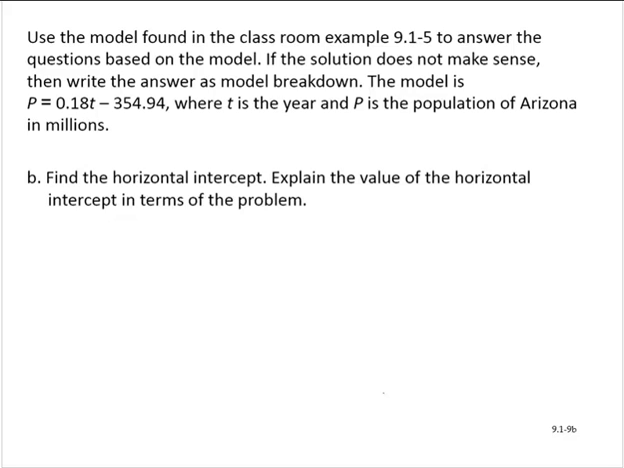Part B asks us to find the horizontal intercept and explain the value of the horizontal intercept in terms of the problem. Alright, so to find the horizontal intercept, we would let P equal 0 and solve for t. Alright, so 0 is equal to 0.18t minus 354.94. Alright, I will add 354.94 to both sides.